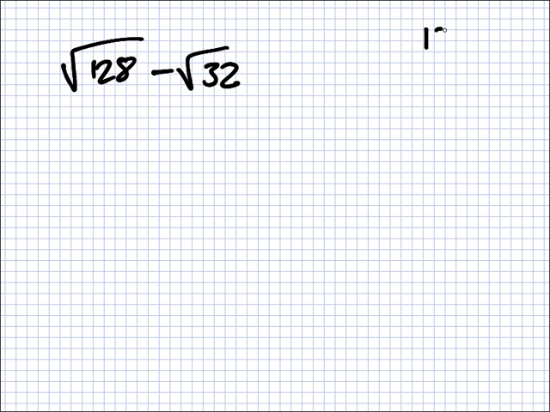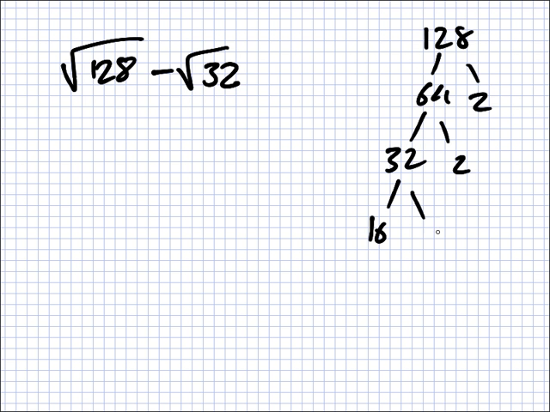Let's start with the 128. So that's 64 and 2, 32 and 2, 16 and 2. Yeah, so actually it could be, I could just write as 16 times 4 times 2, couldn't I?